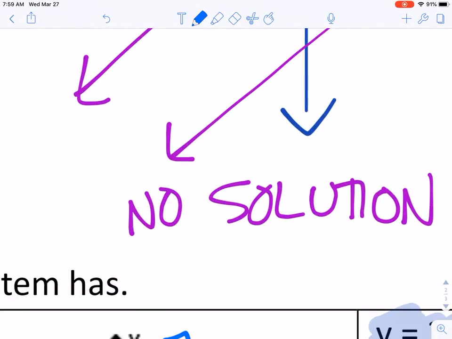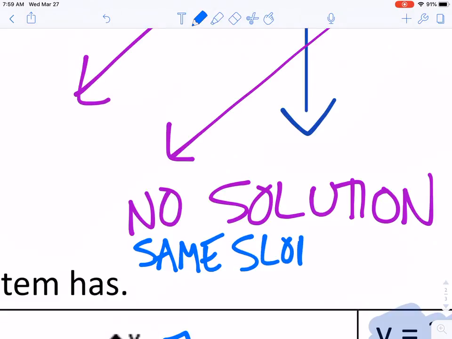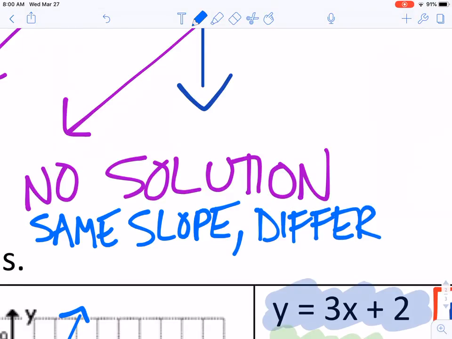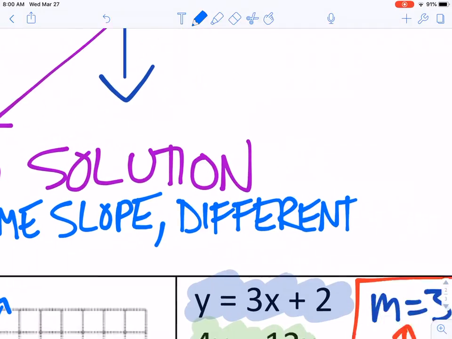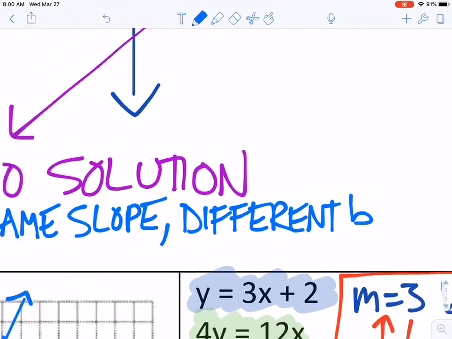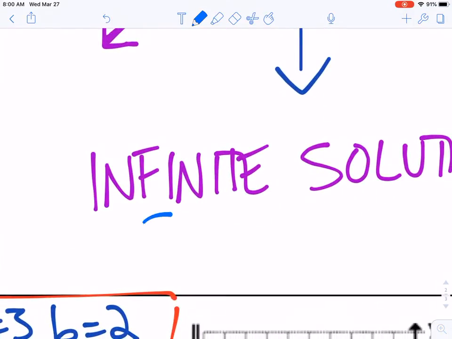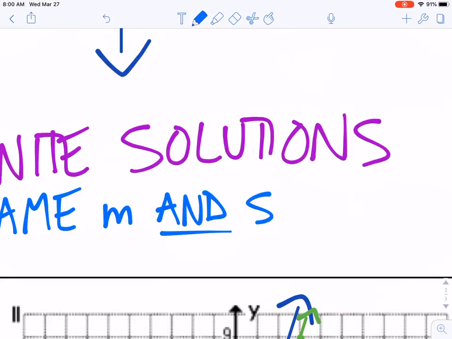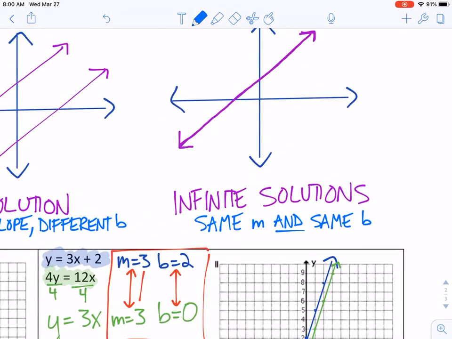No solution is if we had the same slope, saying that they're parallel, but we have different y-intercepts, and I'm just going to write different b. Then infinite solutions would be same slope, so same m, and same b, meaning they're the exact same line.